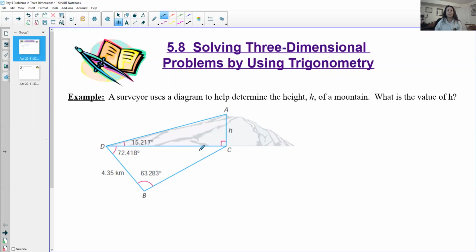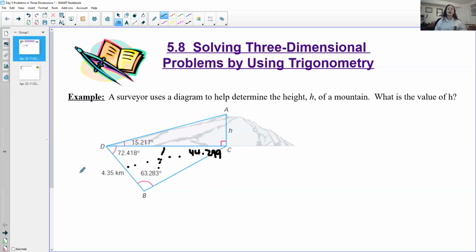So the first thing that you've got to do is figure out this angle. You can take 180 degrees and subtract 63.283 and 72.418. You should get 44.299. Okay, now that we have the angle, we can set up our sine law, and I'm just putting these dotted lines here so you can see which ones to connect in your sine law.